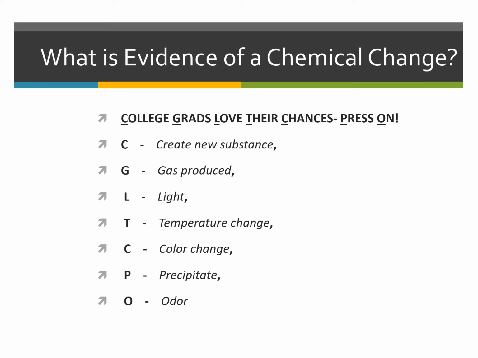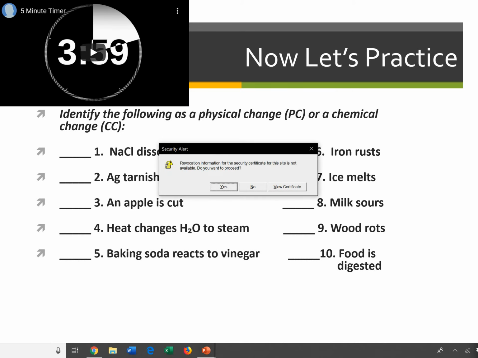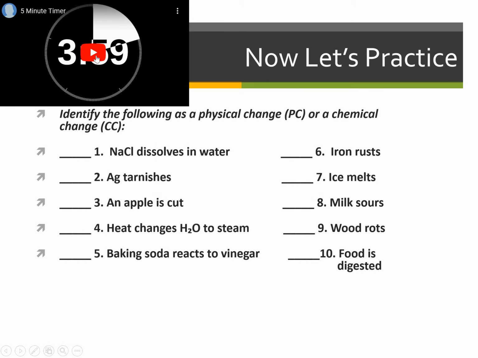P is a precipitate forms, which means you add two liquids together and you get a solid out of it. And O is odor. If you have an odor change, that's going to be a chemical change. So once again, College Grads Love Their Chances. Press On. Just a little acronym we can use to try and remember the different evidence of chemical change. Now let's practice a bit. I want you to identify the following as a physical or a chemical change. We're going to have about 5 minutes to get this done.